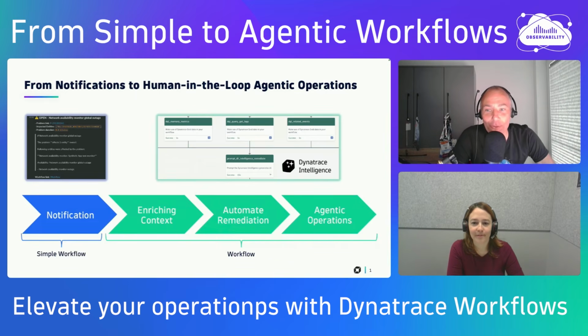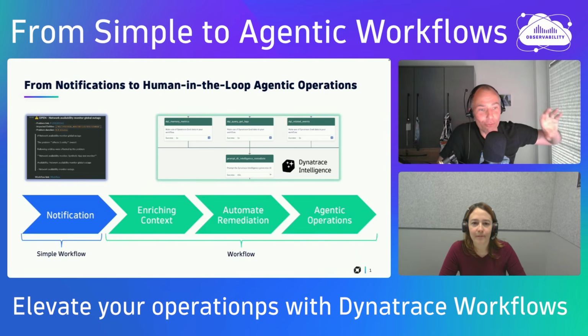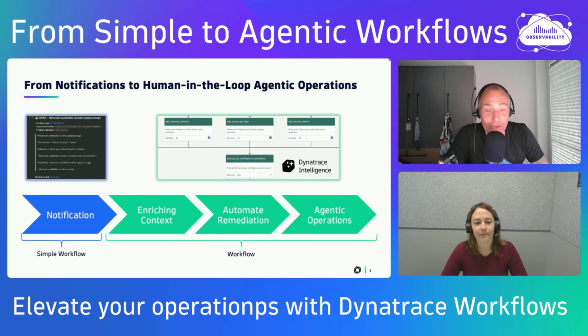Today we're moving from notifications to human-in-the-loop agentic operations. Just a little while ago, Sonia, thank you so much for being back, you showed us how to send notifications using simple workflows from Dynatrace to Slack to email. Today we are moving into the next step. We really want to move from simple notifications to really agentic operations. And there's a lot of cool stuff around advanced features in workflows, leveraging Dynatrace Intelligence.